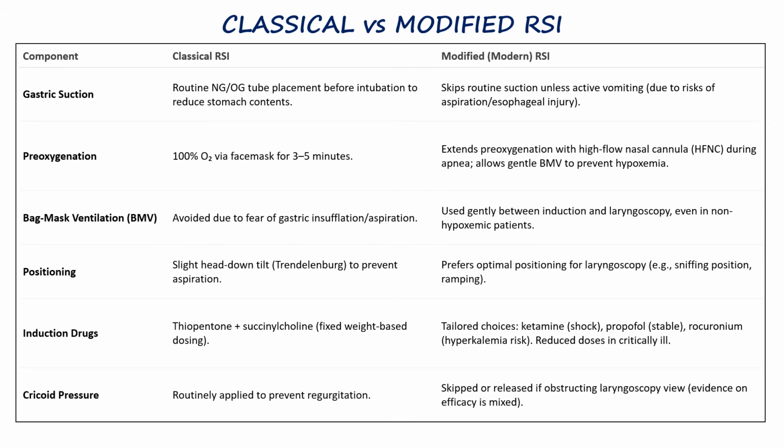Now, let's briefly look at the difference between the classical RSI and the modified modern version. Classical RSI traditionally includes gastric suctioning with an NG or OG tube before intubation, aiming to reduce stomach contents, while modern RSI typically skips the routine suctioning unless the patient is actively vomiting. This is due to concerns about aspiration risk from improper tube placement or vomiting, as well as the potential for esophageal perforation during insertion. The evidence does not strongly support routine gastric decompression for all patients undergoing RSI.